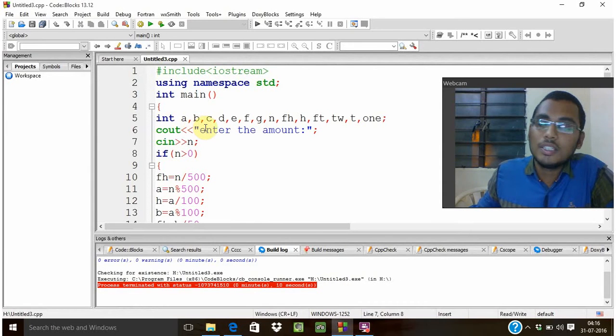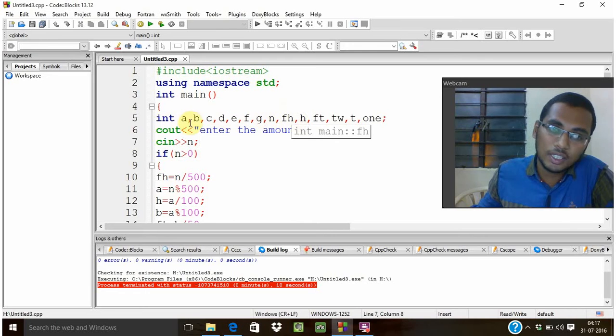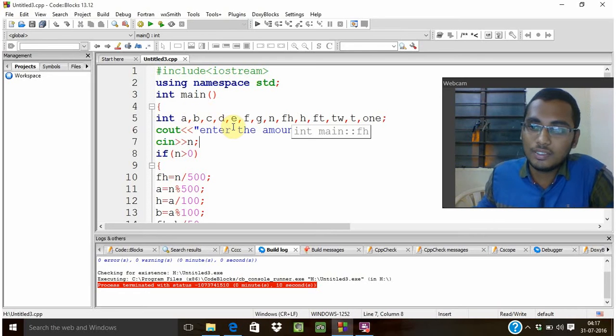First, this program can be executed in many ways, that is using while loop or do while, and without using if, or with if, and there are many ways. And I chose to use an if statement, that is if n is greater than 0, that is the amount is greater than 0, then the result would be as follows, and the execution will start here. And here the various variables have been declared with the same data type, that is integer data type. All the variables are integers.